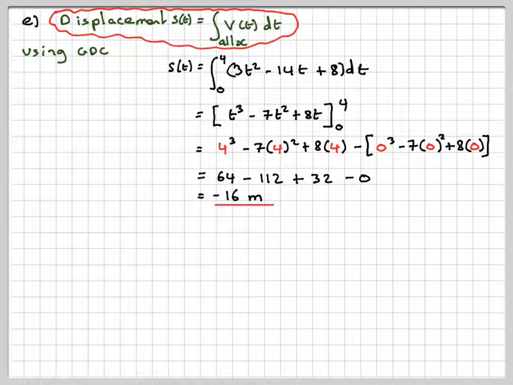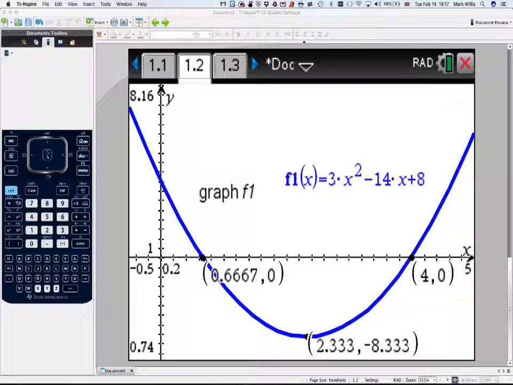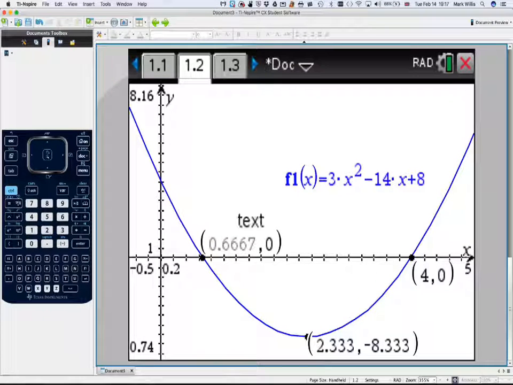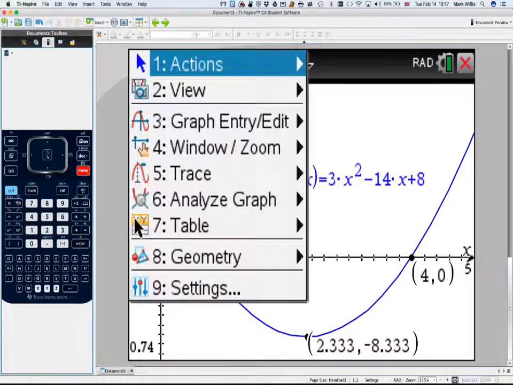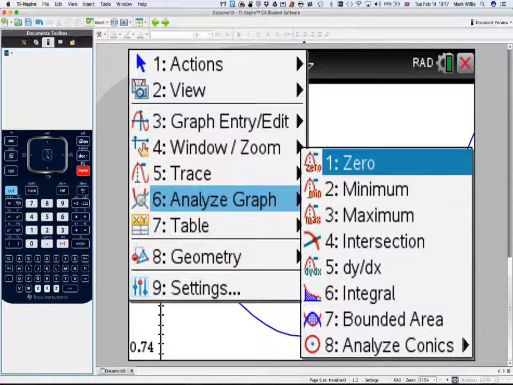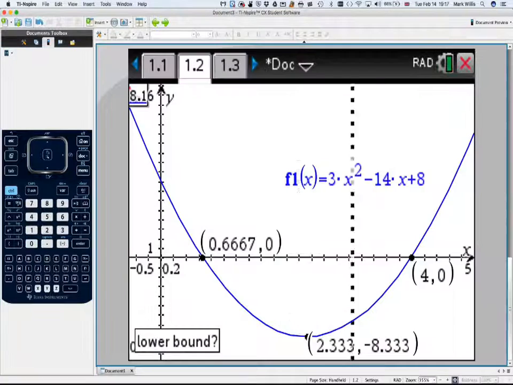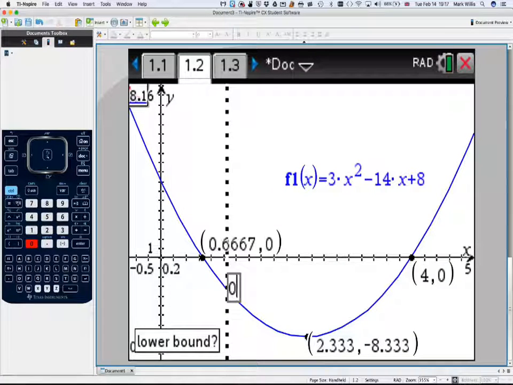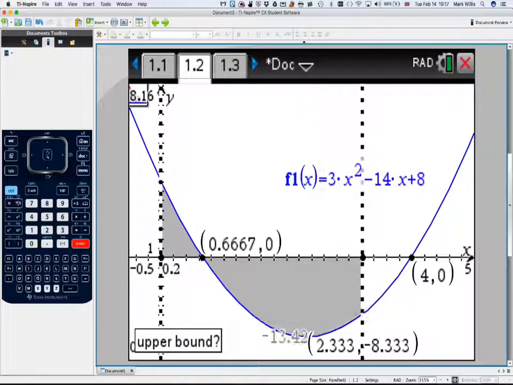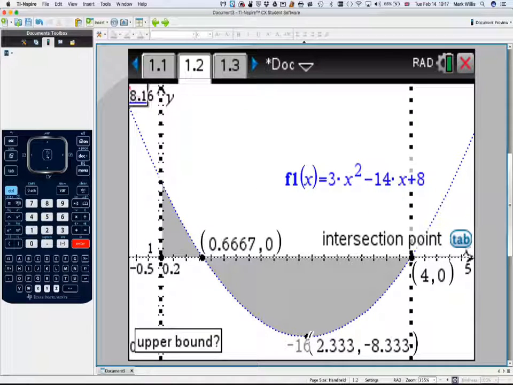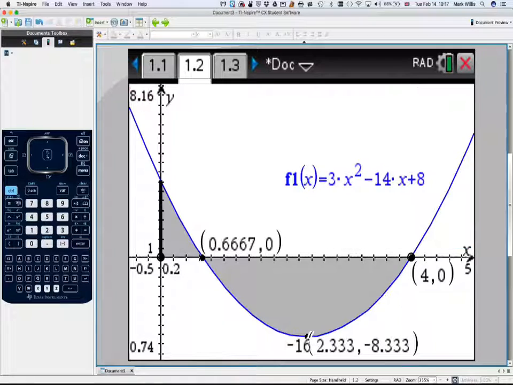Okay, if we want to look at that on the GDC, then because we've graphed the function, all we need to do is integrate the function. So menu, analyze graph. Integral, number 6, put the lower bound at 0, enter, and then roll along. Now you can either go to the point here, or you can write in 4. Okay, as it's at the point, I'm just going to press enter, and you can see we get the same answer, which is minus 16. You don't need to worry whether it's above or below the curve, you just integrate the function over the whole range for the displacement.